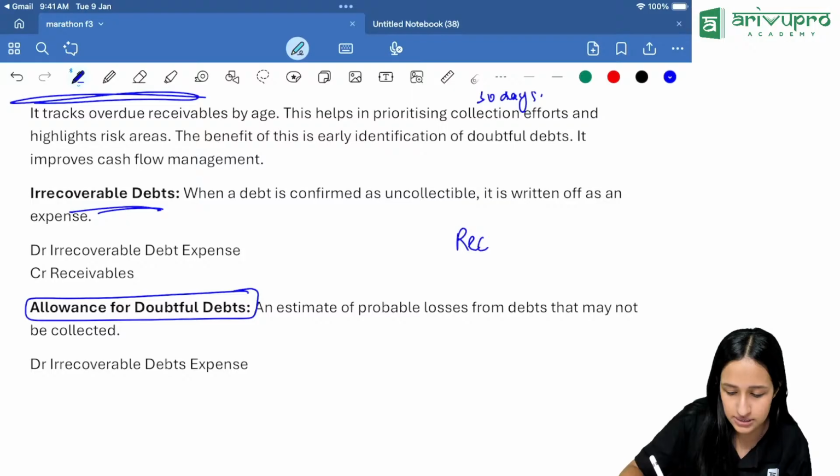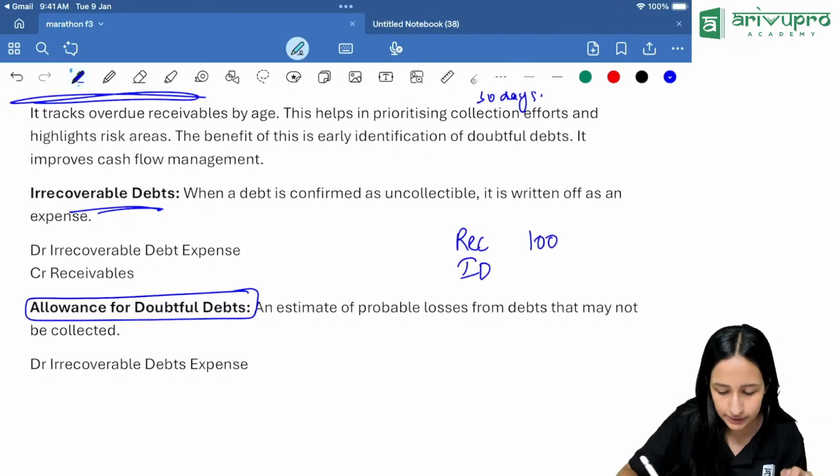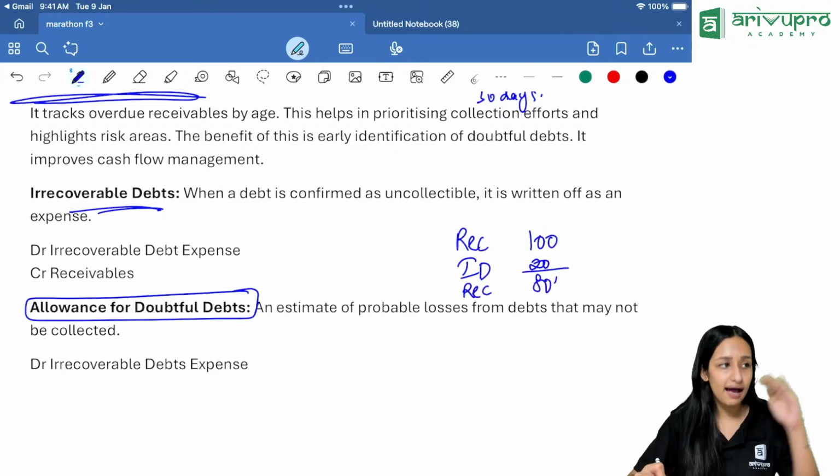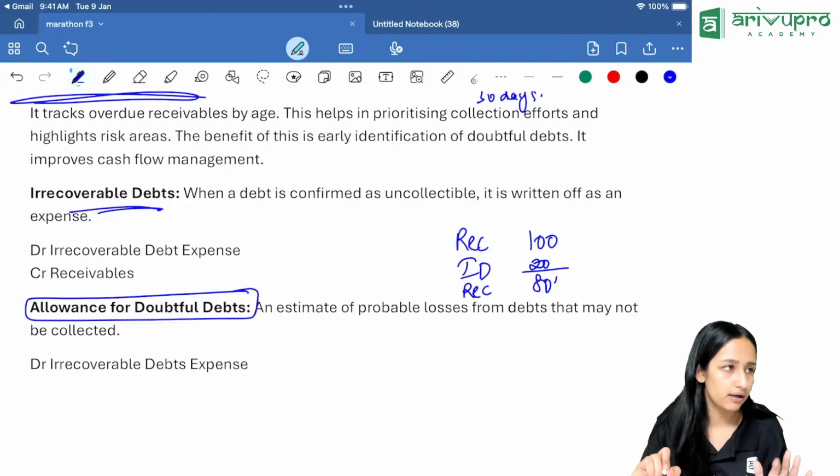So receivables will be 100, let's say. Irrecoverable debts out of that is 20. Our new receivables balance should be 80. We have to write down receivables to show the irrecoverable debts.